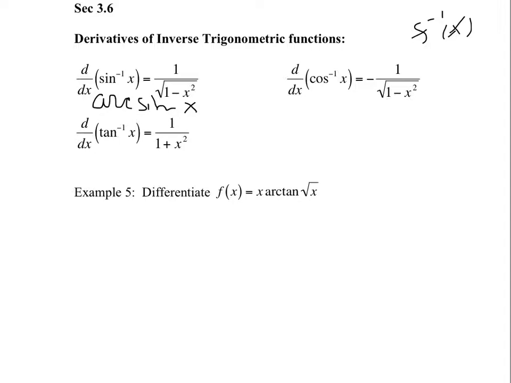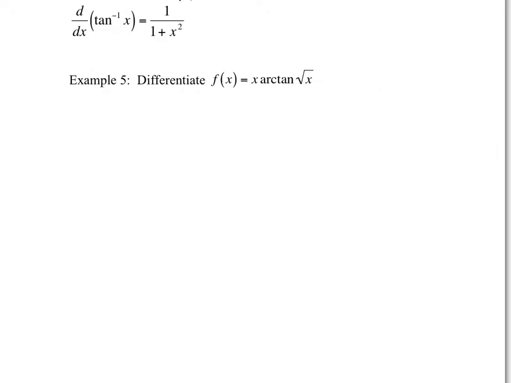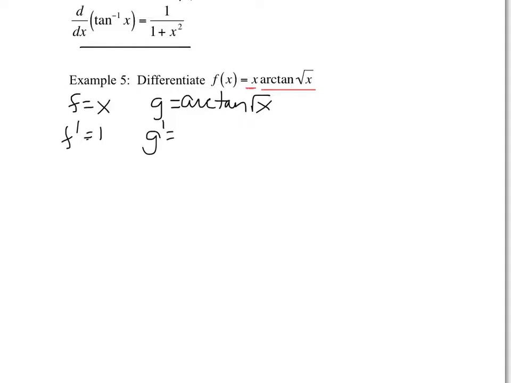So let's go to this first example. In this first example, it looks like we have two different functions being multiplied together. We have this x and we have this arc tangent square root of x. So I'm going to do the product rule, and I'm going to do our little chart, the little diagram that we've been using. So f is x, f prime is 1, and then g is arc tangent square root of x, but we have a problem with g prime. If you go back up here and you look at this, it says arc tangent of x.